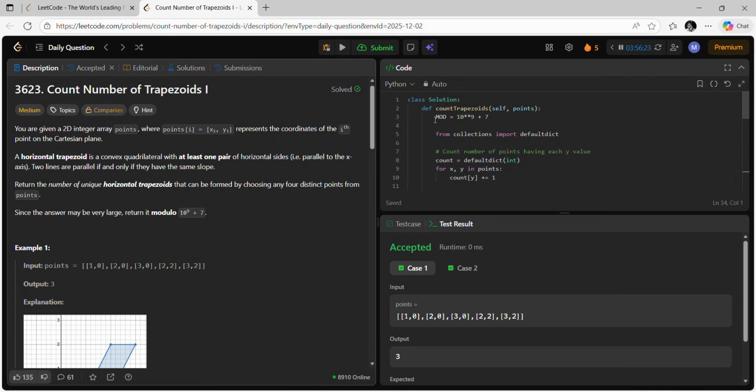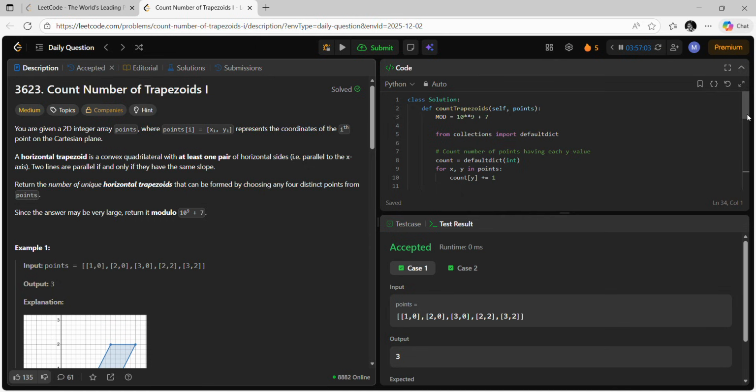From line number 7 to 9, we group points by y coordinate, that is count is equal to defaultdict int, for x, y in points, count[y] plus equal to 1. Here what we are doing is creating a dictionary that maps each y coordinate to how many points have this y. Every time we see a point, we increase the count of its y level. And why do we group by y? Because horizontal lines are determined by the y value.